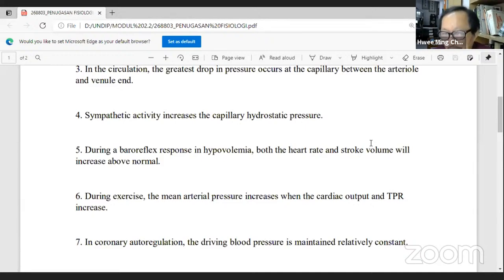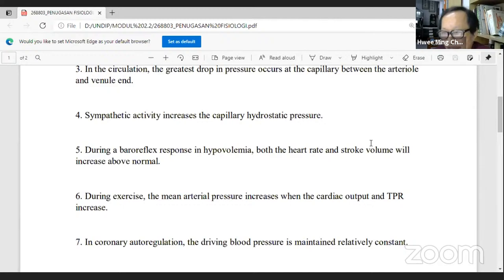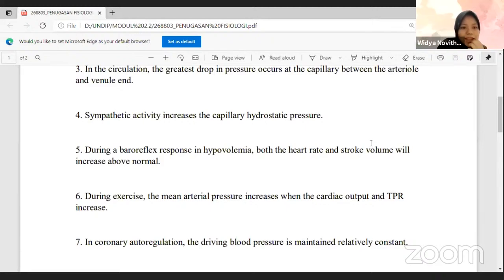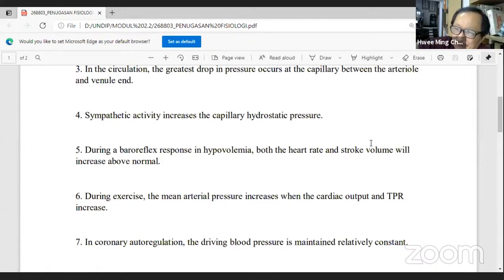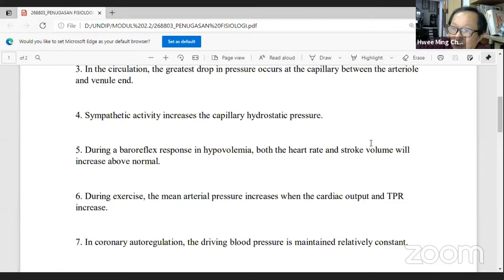What do you think now? Maybe I misunderstood reading the question. I didn't focus on the above normal. Maybe it just increases, but within a normal range. It is not abnormal. So I can change my answer. Do you have a different opinion now? Yes, it is maybe false, because it is not above normal. It is just increased, but in a normal range. So you think the heart rate won't increase above normal?